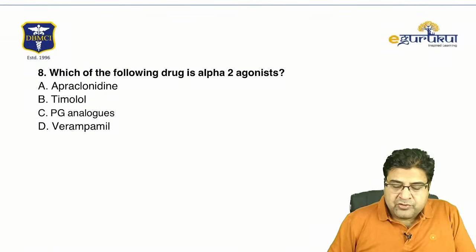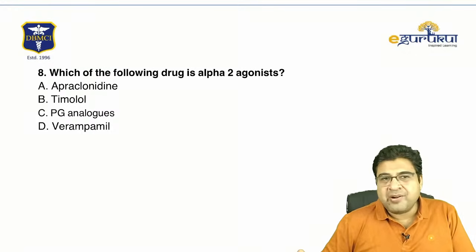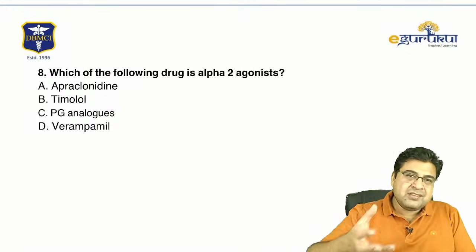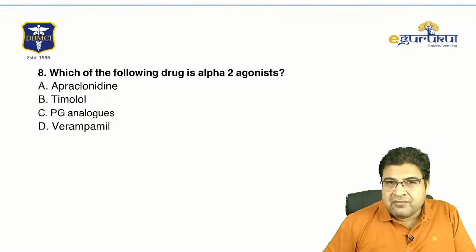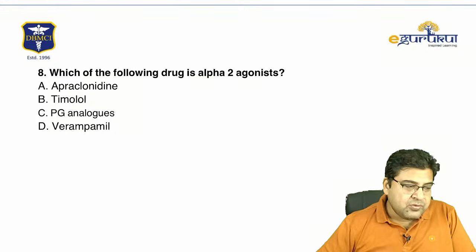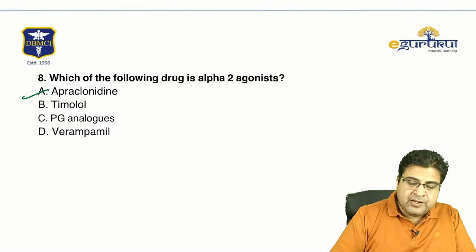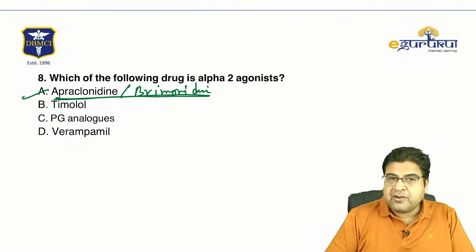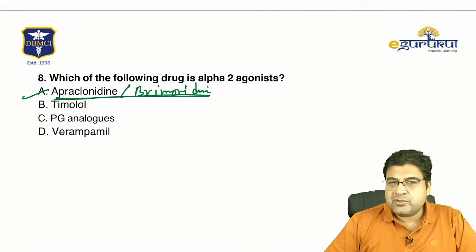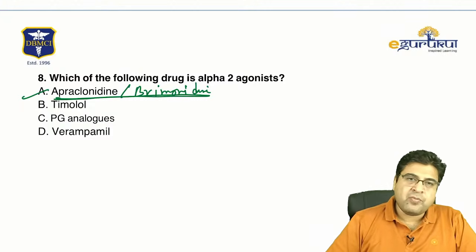Question number 8, which of the following is alpha 2 agonist? Now guys, question number 8 is based on anti-glaucoma drugs. You can see the 8th question they are asking in last 5 years. So which of the following drug is alpha 2 agonist? The drug name here is apraclonidine. So we have medicines like apraclonidine and brimonidine. These medicines are alpha 2 agonists. They can stop the aqueous humor synthesis, and we can use them as an anti-glaucoma drug, right?